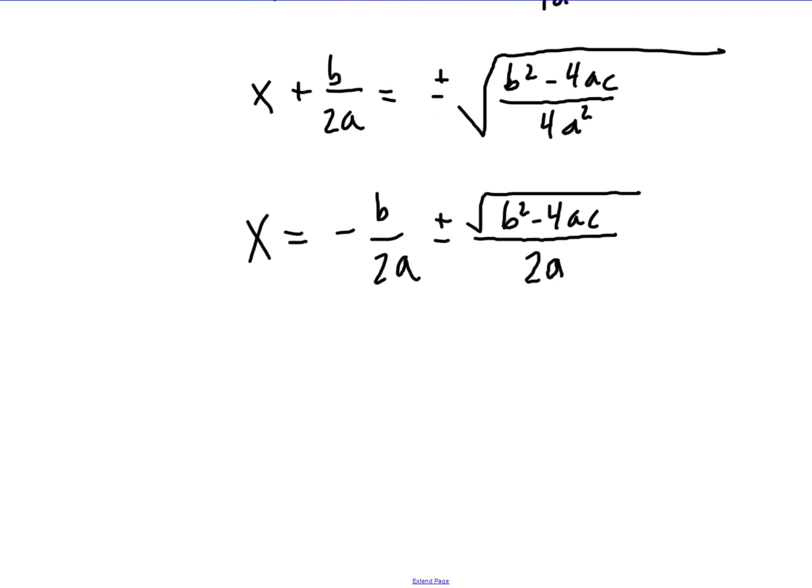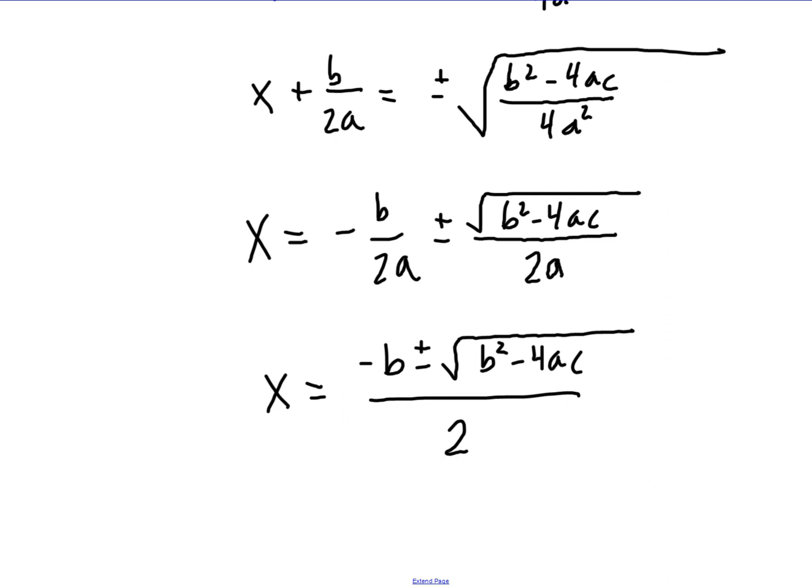Let's combine like terms. So x equals negative b plus or minus the square root of b squared minus 4ac all over 2a. And here's our quadratic formula.